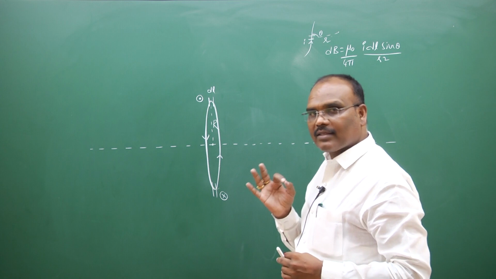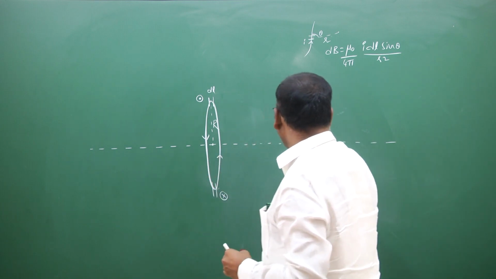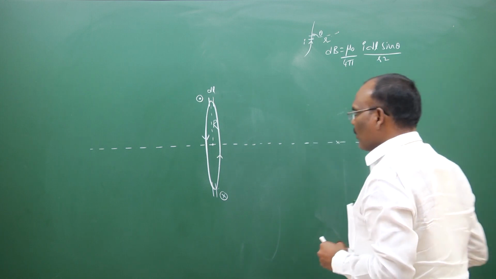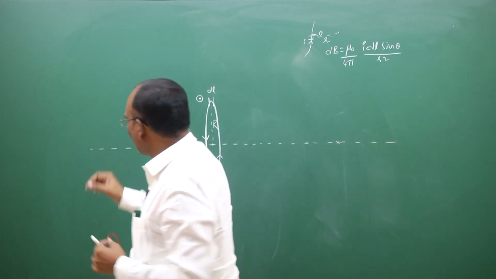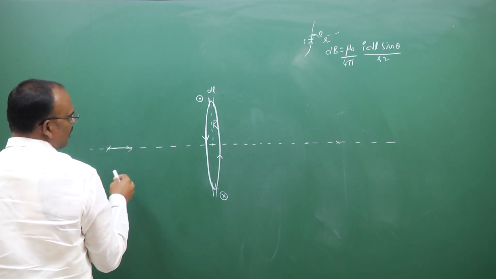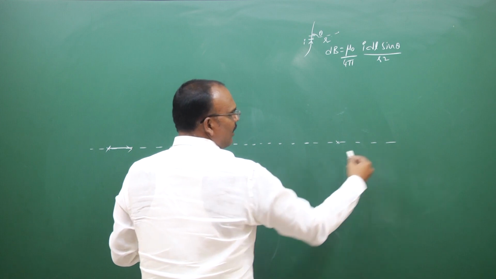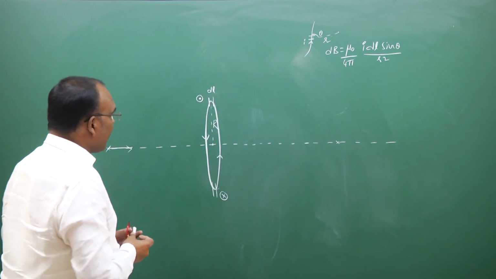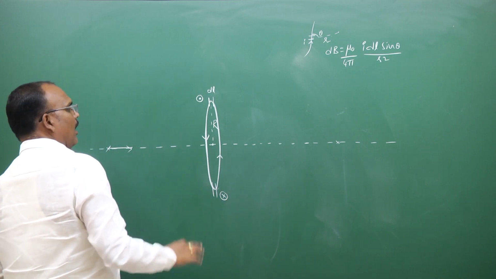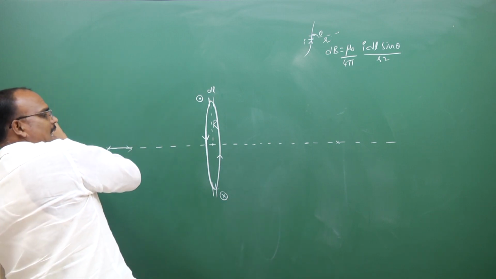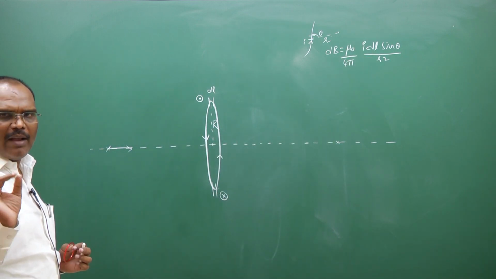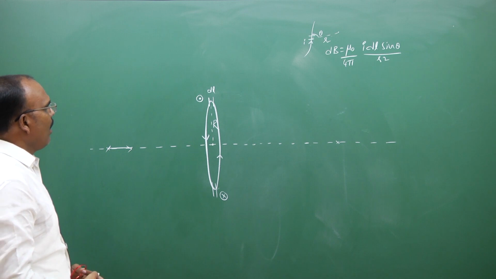That means we have to understand a very important point. Along the axis, magnetic field is in this direction. Even this side as well as this side, magnetic field will be in this direction. Here also magnetic field will be in this direction. See, right side of the coil, left side of the coil, both the sides, magnetic field direction is along the positive x-axis. This is a very, very important point for competitive exams.